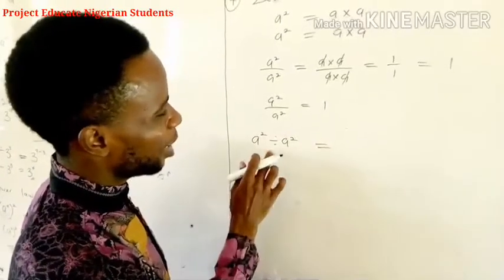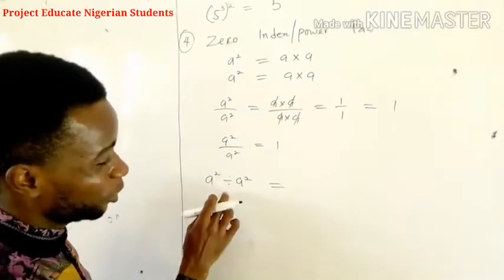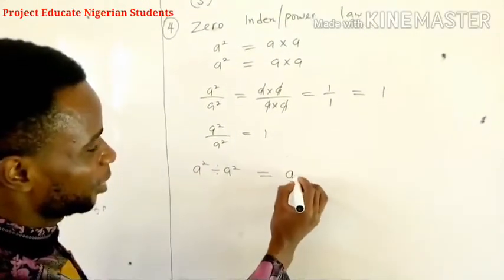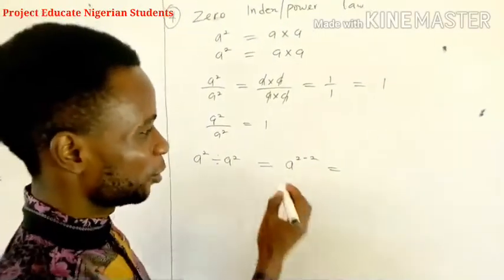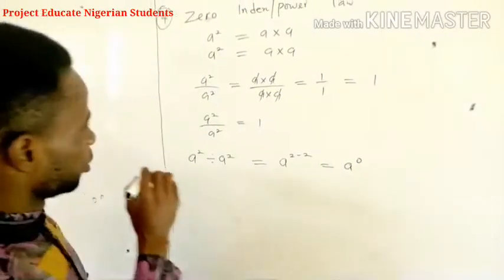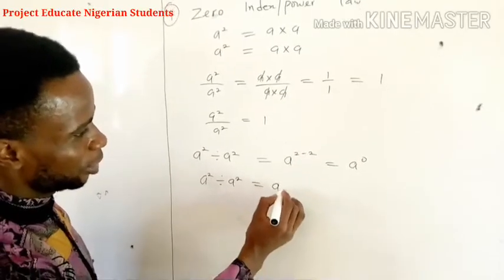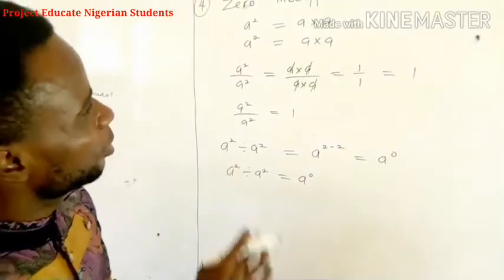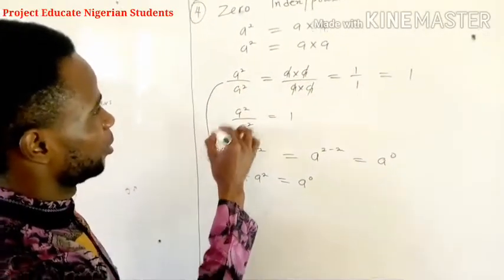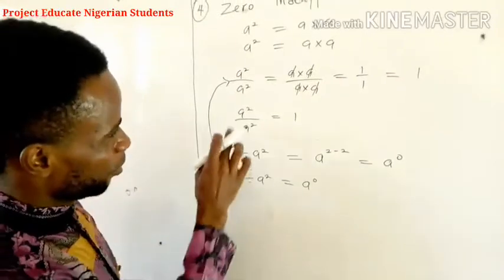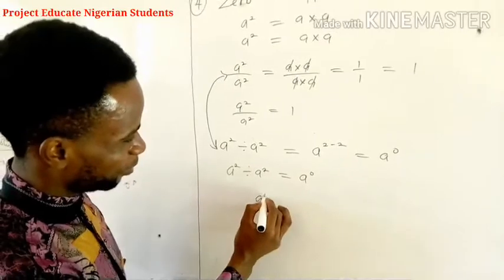So if we apply our second law, remember our second law, the division law, we'll be having a raised power of 2 minus 2. So what is 2 minus 2? 0. So this is a raised power of 0. So it means a raised power of 2 divided by a raised power of 2 equals a raised power of 0. But watch, this statement here and this statement are the same thing. The result here is 1 and the result here is 1. So it means a raised power of 0 equals 1.